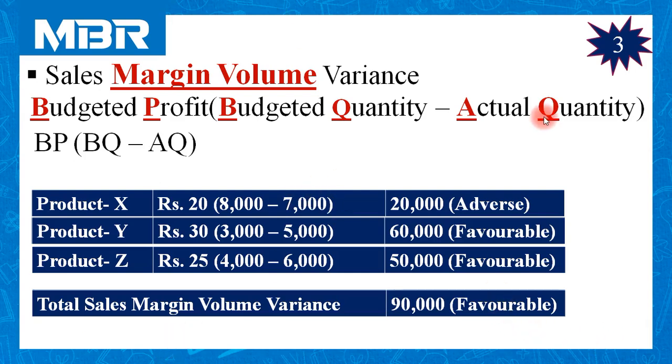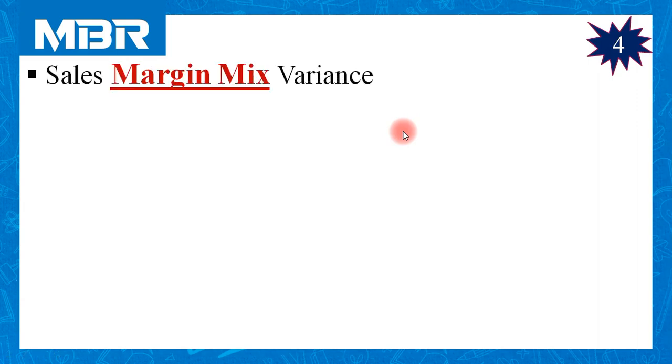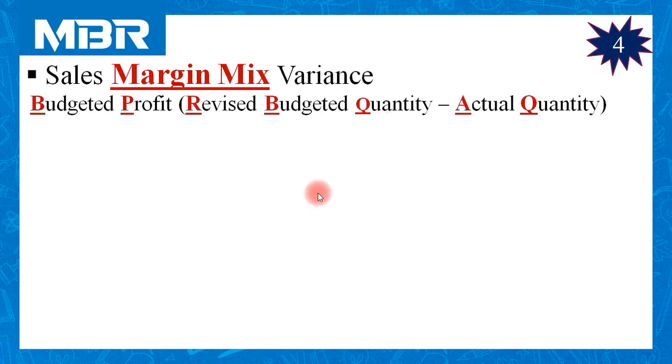With this, our third primary variance comes to an end. Let us move to the fourth, variance of sales margin. It is sales margin mix variance. There is no change in the formation of the formula.